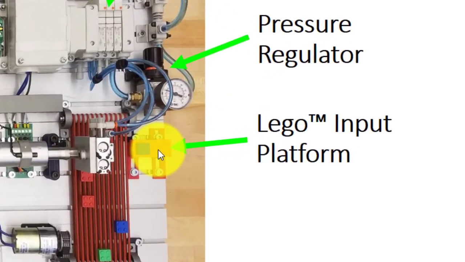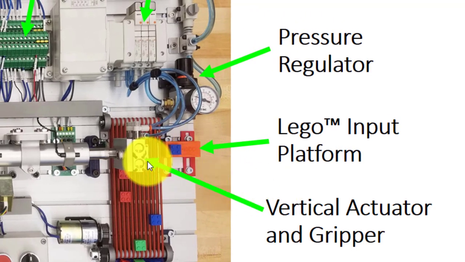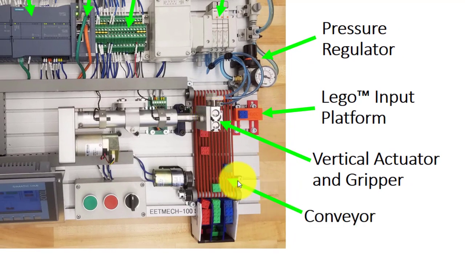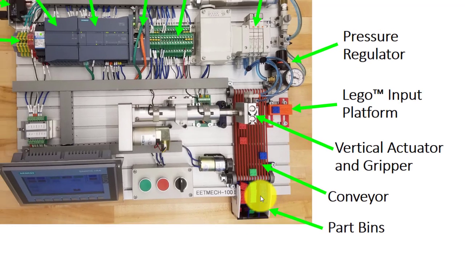There's a platform that's designed to hold the Lego in place for the arm to come out and grab it. That platform was made in the CAD lab by students. There's the vertical actuator and the gripper assembly, a conveyor to move the parts down to the sorting bin, the part bins, and that was actually made about a year ago by another group of students in the Fab Lab also.